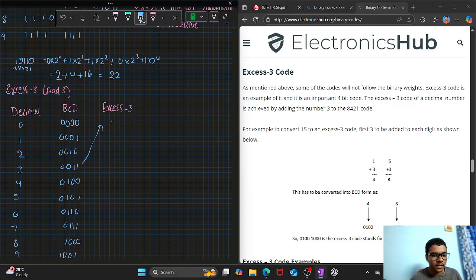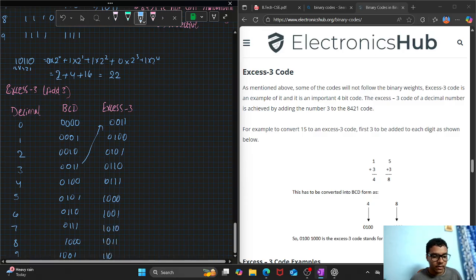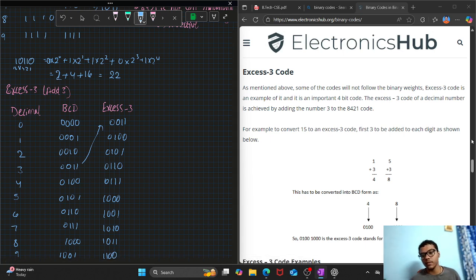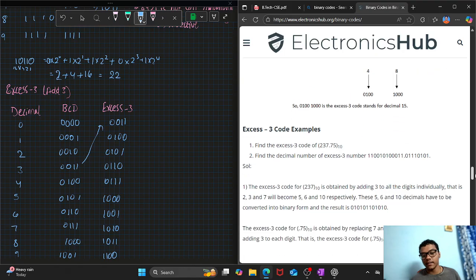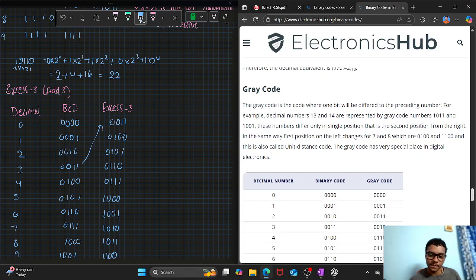Just write these things down here: 0011, 0100, 0101, 0110, 0111, 1000, 1001, and then 1010, 1011 and 1100. 9 plus 3 is 12, and this is the code for 12. That is the code for 9 in excess 3 format. That's how you do it.